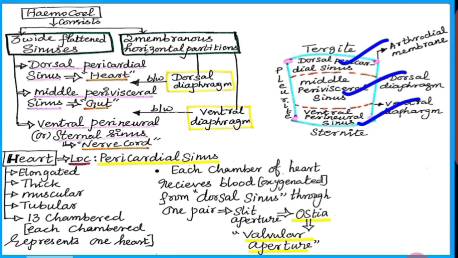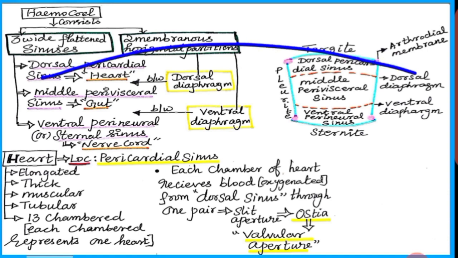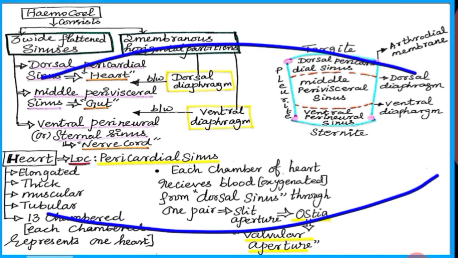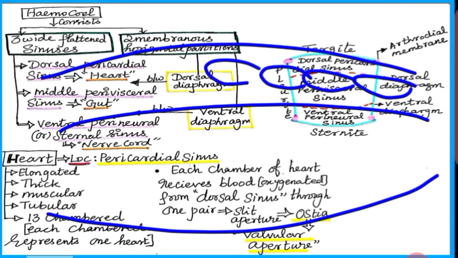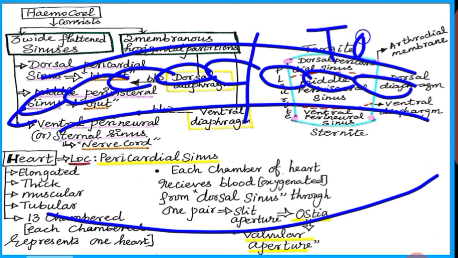Now we'll discuss the heart. Heart location: dorsal pericardial sinus. Imagine this is a lateral view of the cockroach body. This is the dorsal pericardial sinus area, which has a 13 chambered heart, a long, elongated, muscular, tubular structure, with 3 hearts in the thoracic region and then 10 chambered heart in the 10 abdominal segments. Each chamber represents 1 heart.